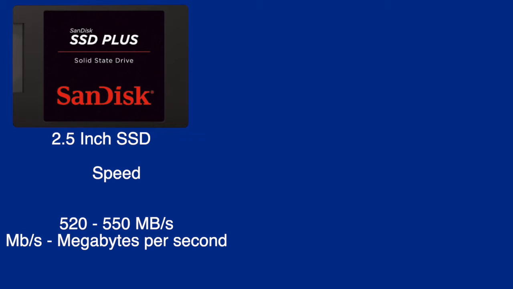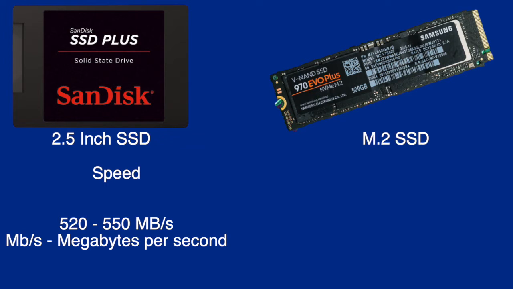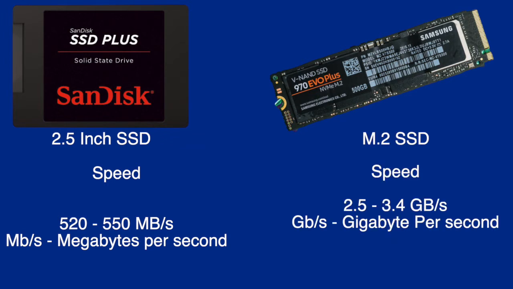Now when you want to buy an SSD, it's expensive because of that faster speed. I will give an example. The 2.5 inch SSD has around 550 megabytes per second, but if you go for the M.2 SSD, it has 3.2 gigabytes or 3.4 gigabytes or 2.4 gigabytes per second speed. So that's great. Because of that you can load applications faster and boot up the operating system faster.